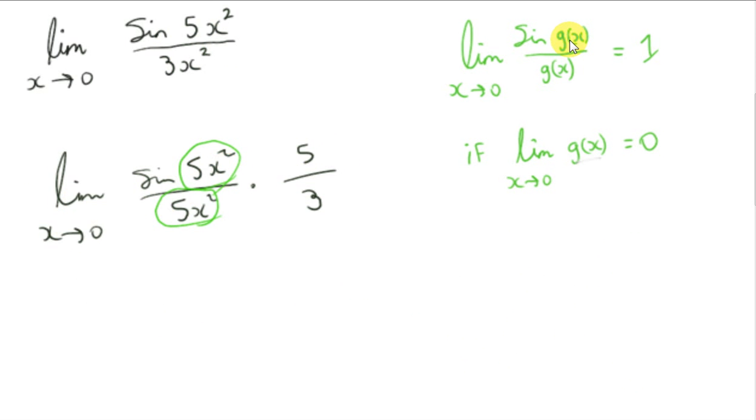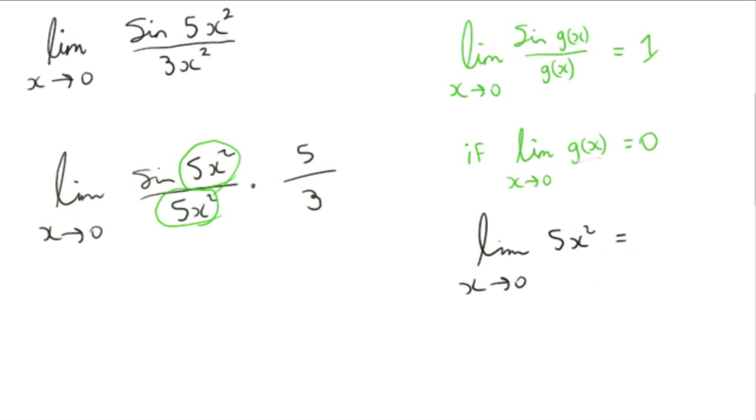So 5x squared is our g of x. And notice that if we take the limit as x tends towards 0 of 5x squared, we actually get 0. 5x squared is a continuous function, no breaks everywhere, in particular no break at 0. So we just plug 0 in for x, and we get 5 times 0 squared, which is 0.